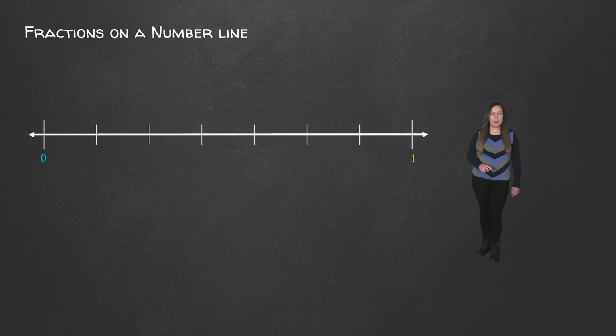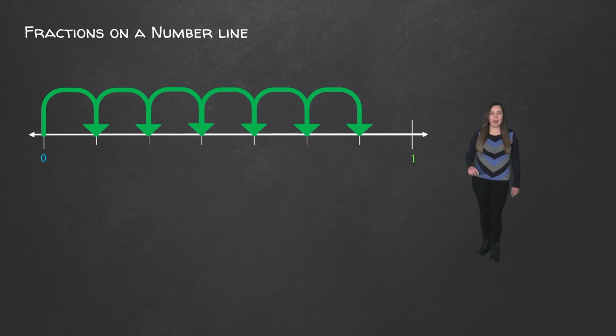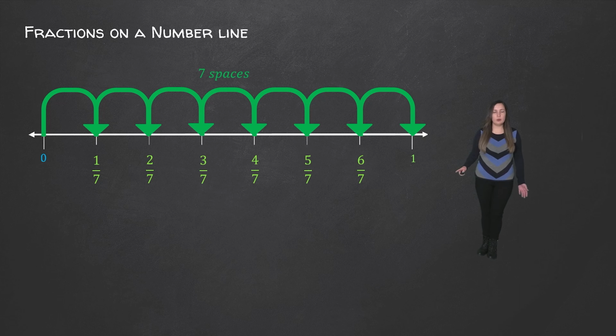In our next number line, we have 1, 2, 3, 4, 5, 6, 7 spaces in order to get to one whole. So we're going to be counting up by sevenths. So we have 1 out of 7, 2 out of 7, 3 out of 7, 4 out of 7, 5 out of 7, 6 out of 7, and 7 out of 7 in order to make one whole. But we don't need that there because that's equivalent to 1.